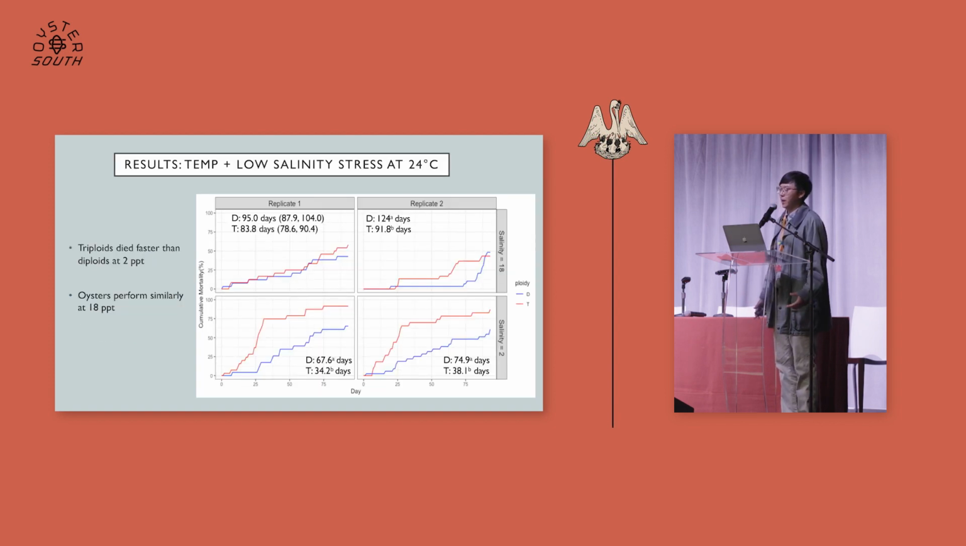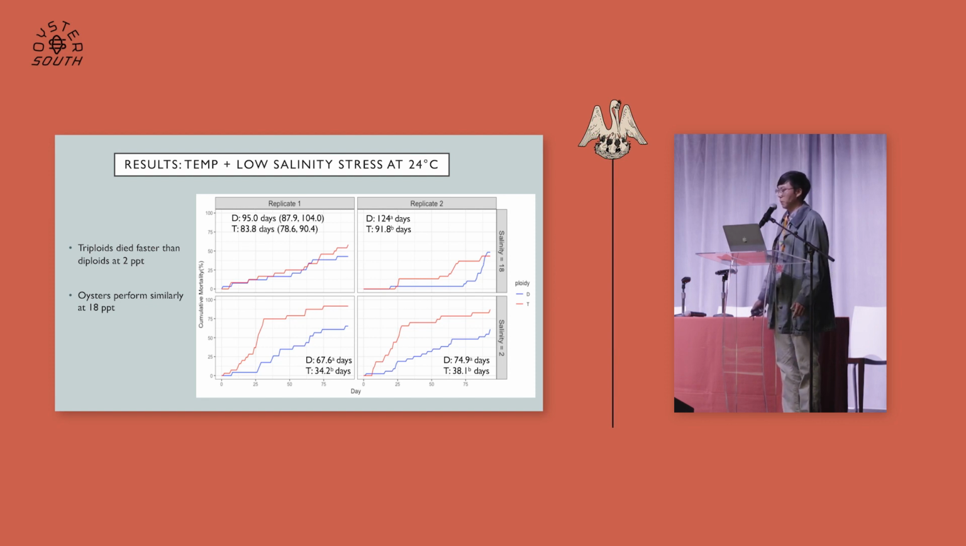Okay, so here's the results for that combined temperature and low salinity stress phase. This is the results for combined stressors at 24 degrees Celsius. We have 2 different replicates, and we have the salinity of 18 in the top row, and then salinity of 2 on the bottom row.